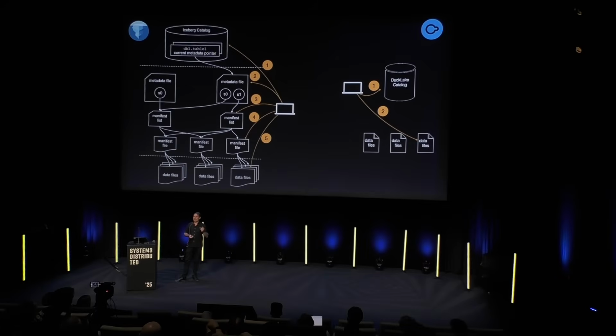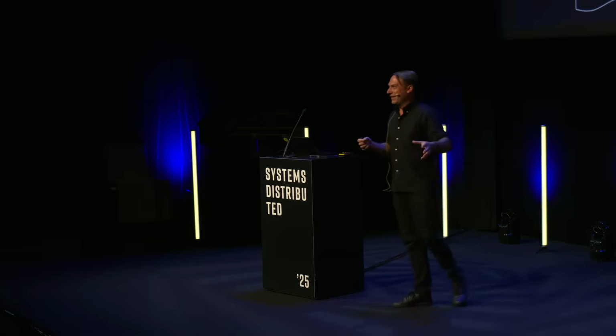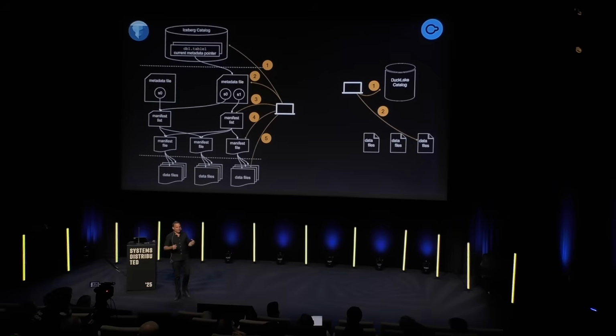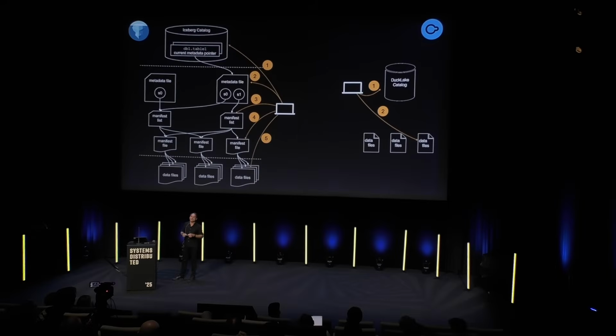And these are things that cannot be parallelized because they're dependent on each other. There's a data dependency in there, right? Yes, you can parallelize the reading of multiple data files, great. You can parallelize the reading of multiple manifest files, great. But you don't know which ones you need until you read the manifest list. So that means that we have to add up all the latencies of these 5 steps together.